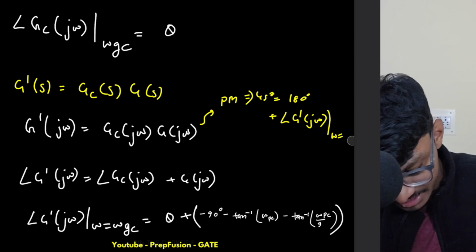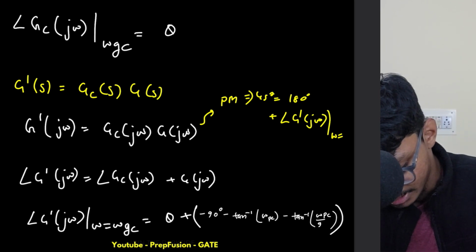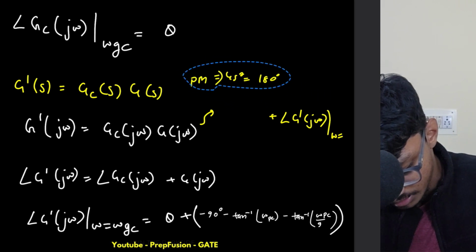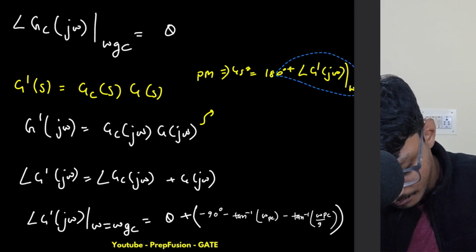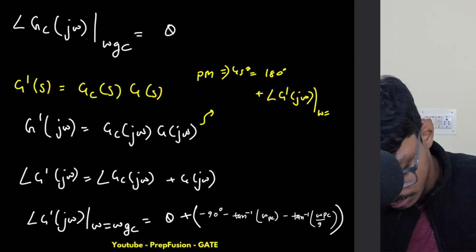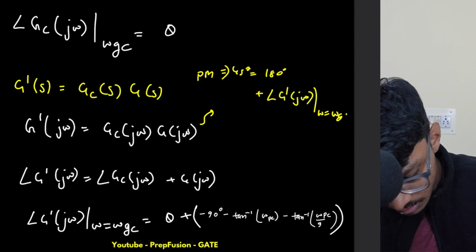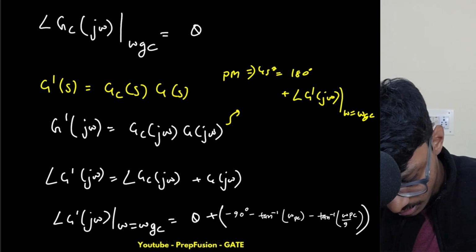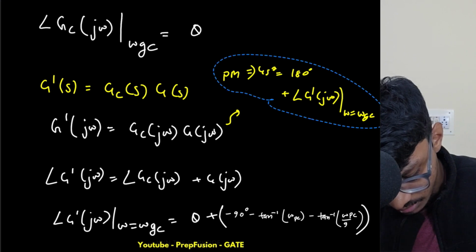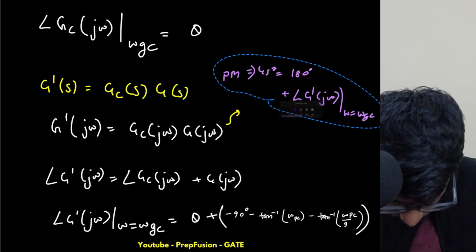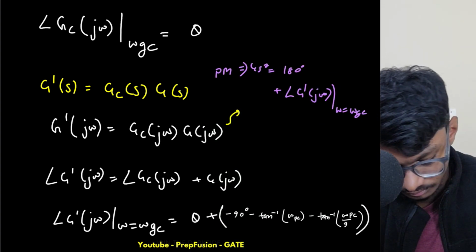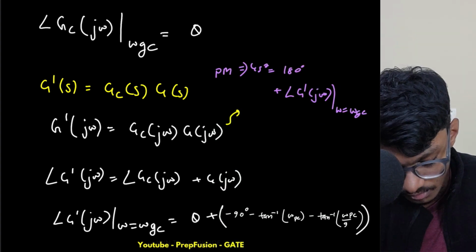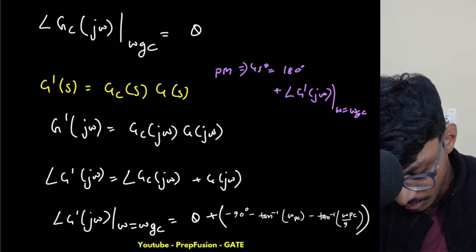Oh, I am really cramped for space. Let me write this above, actually, here. And let me color this one in a different color. Okay, so this is omega equals omega gc.